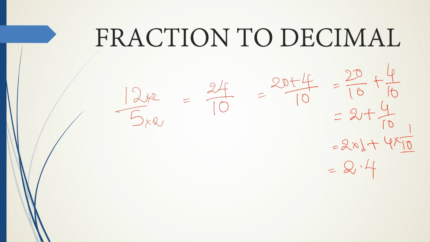Either use this way or if you want to directly write it down, write the numerator, leave only one place towards the left of the decimal point, means this one place we will leave it and then keep a dot here. 2.4.